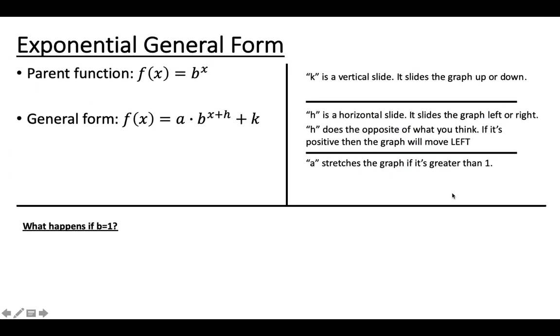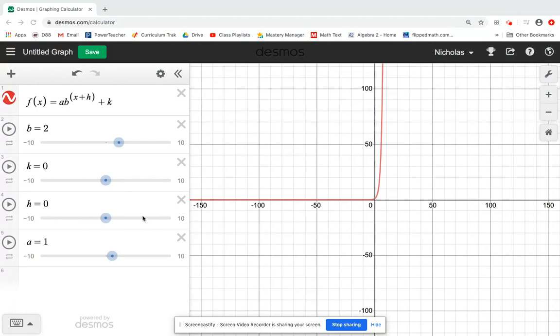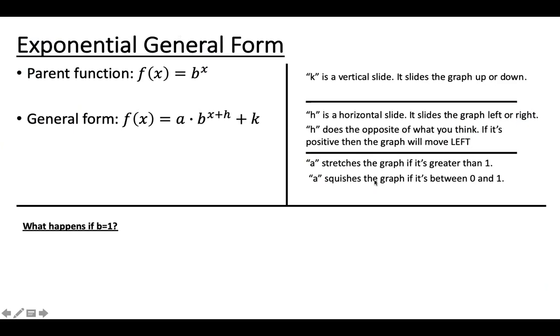A stretches the graph if it's greater than 1, and a squishes it if it's between 0 and 1. Okay, something else about a, really quickly. All the a's that I tried were positive. What if we make a negative? As some of you might be able to guess, if you make a negative, instead of going up, now we're going to go down. So add that here: a flips the graph down if it's negative.